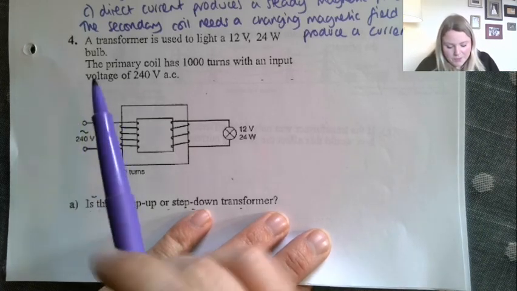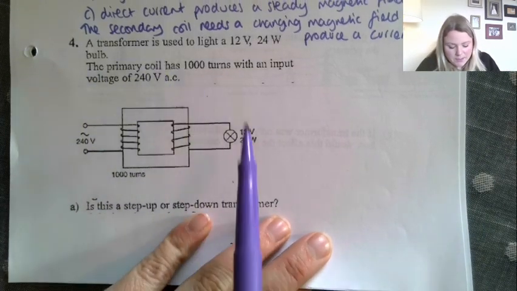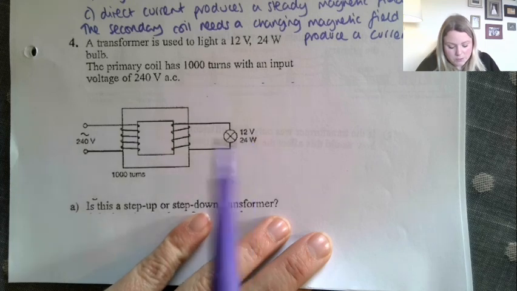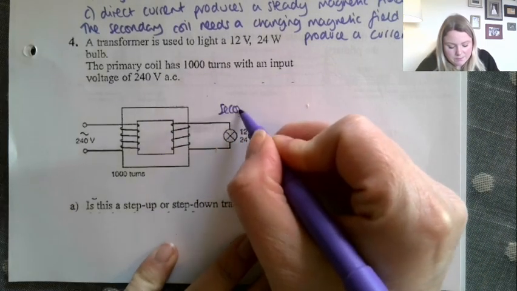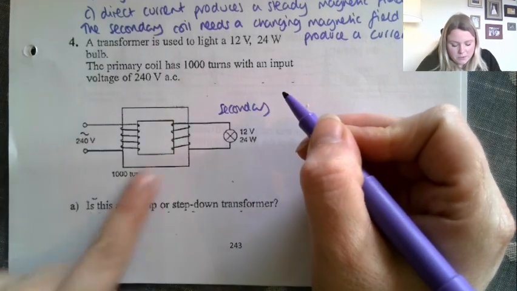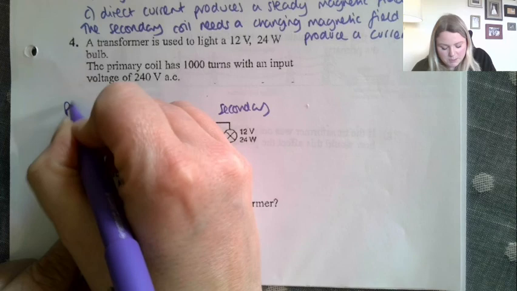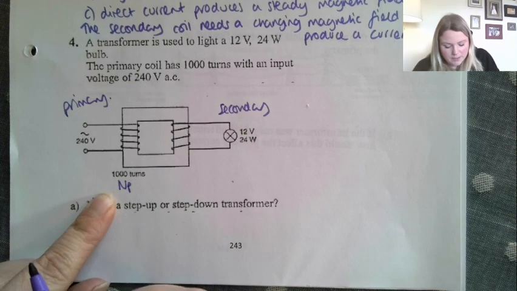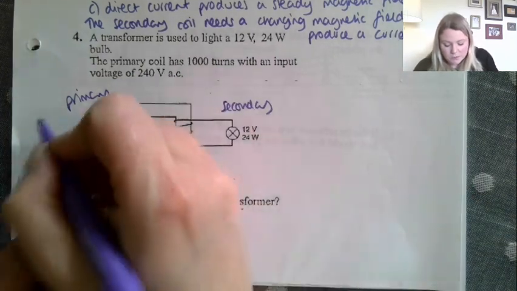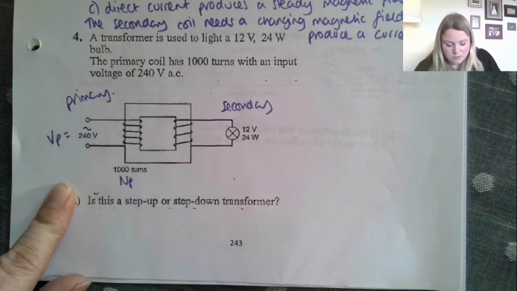Now, number 4, a transformer is used to light a 12 volt 24 watt bulb. So this is our secondary. The primary coil has 1,000 turns, so NP is 1,000. I should label this primary then as well. With an input voltage of 240, so VP is 240.